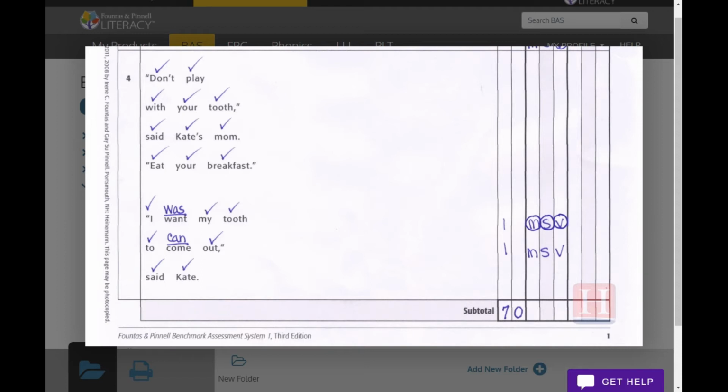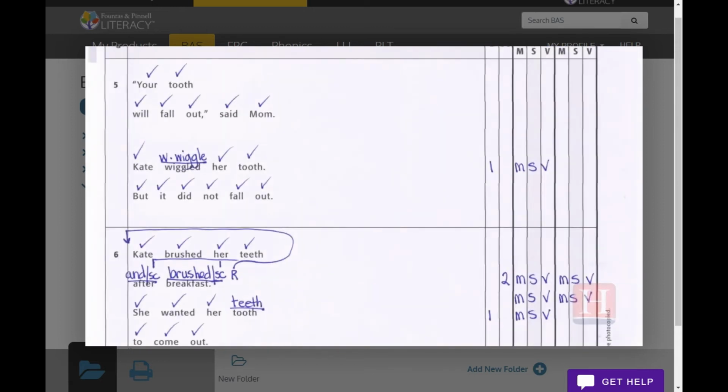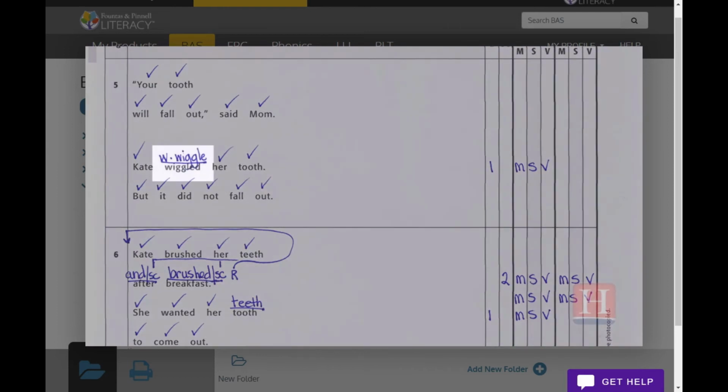Continuing on. "I was my tooth" to "can." Now, would that error make sense in the story? No. Syntactically, could we use "can" for "come" in the sentence? No. Are there visual similarities between the two words? Yes. So for this error, circle the V only because that's the only source of information that was used by the reader.